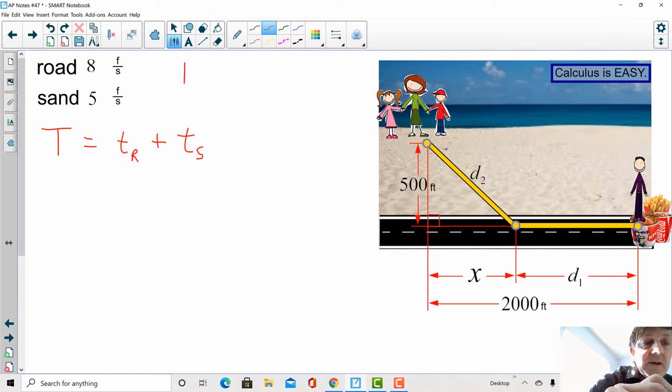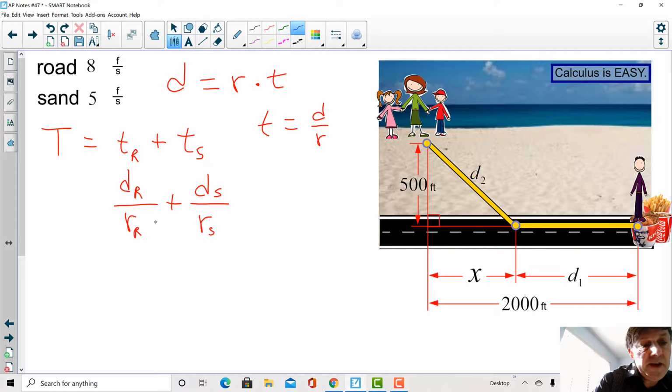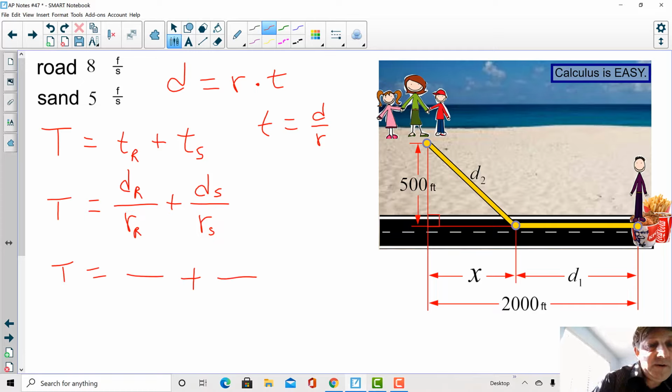Remember from physics, the distance is going to equal the rate times time. So if we solve this for time by dividing both sides by r, you get that time is equal to d over r. So each of these little times can be replaced with little d over little r. The easiest thing to plug in is always the rate. Those are given to you up top here.